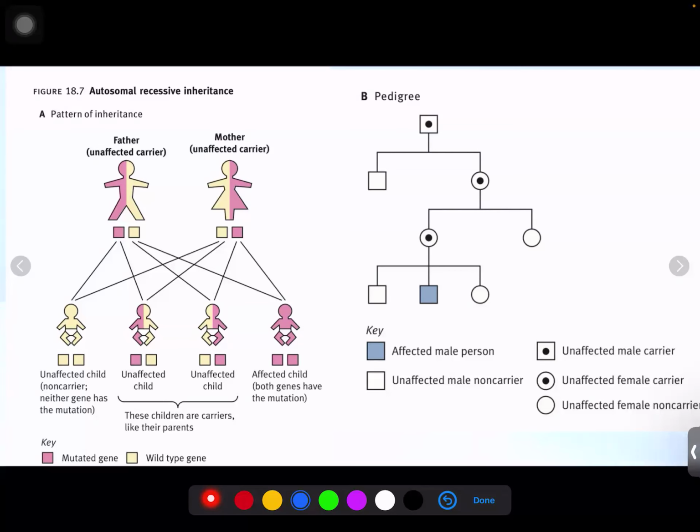One thing again, I'll tell you, if they give you a scenario that one parent is carrier and the other parent is normal.